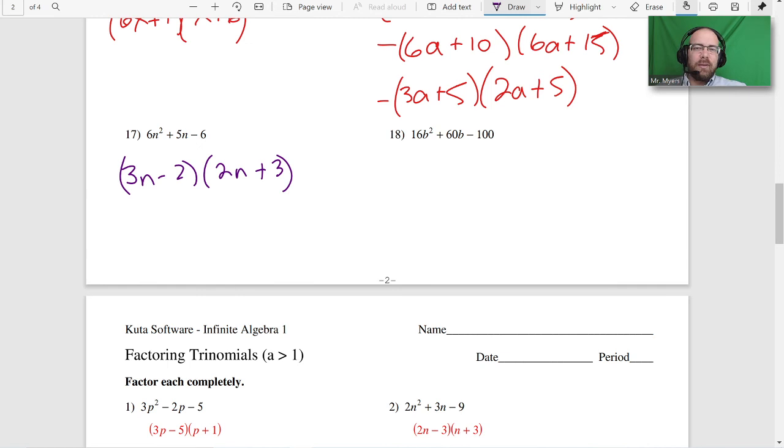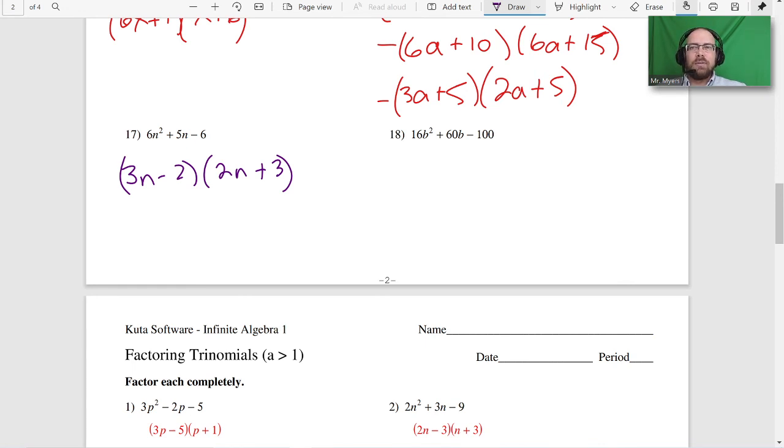So we would take out a factor of 4. We'd have 4b squared plus 15b minus 25. Okay, so 4 and 25 make 100, so we'd want factors of 100 that give 15. We'd be subtracting those factors to get to 15.